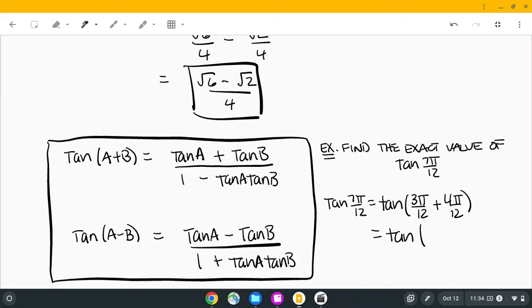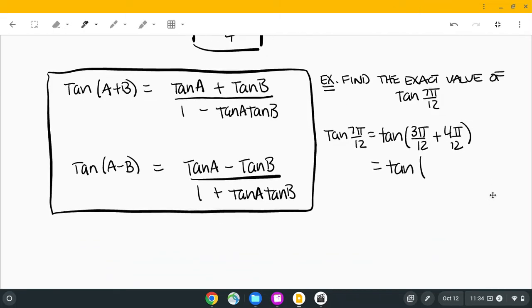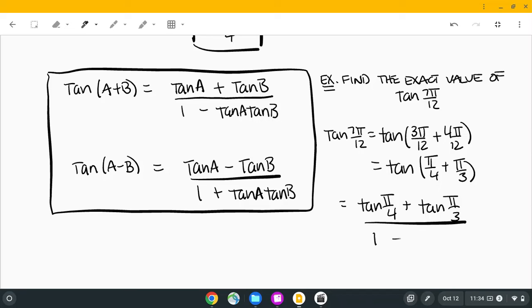Let's simplify these so we can get back to the original ones so they look more familiar to us. Pi over 4 and pi over 3. Okay, so that's our A and that's our B. So this is going to equal, and we are using the sum. So we're using this one. So tangent A is tangent pi over 4 plus tangent B, which is pi over 3, all over 1 minus the product of these two. Tangent pi over 4, tangent pi over 3.